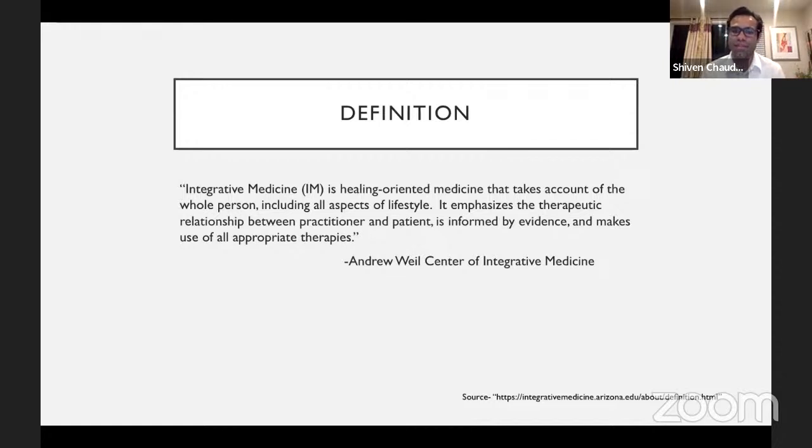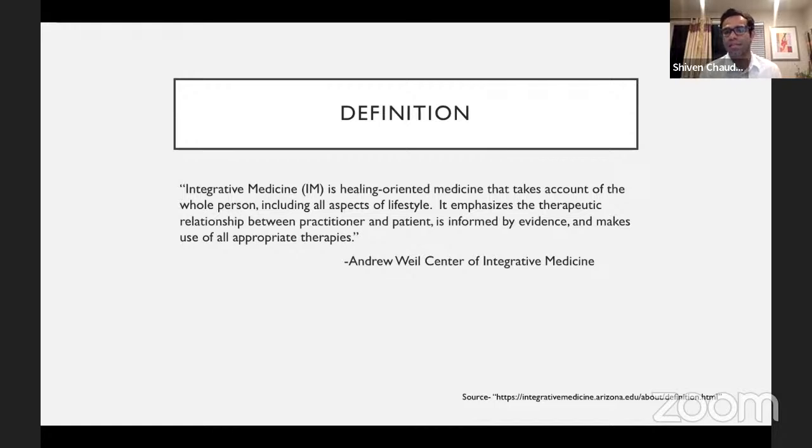The second point I wanted to mention is informed by evidence. Now, I think this is a key point because a lot of people think, and out in the media, the idea is when you're using alternative medicine, it's all hocus pocus and there's no evidence. And what we use in integrative medicine, which is slightly different from conventional medicine, is something called evidence-informed medicine.